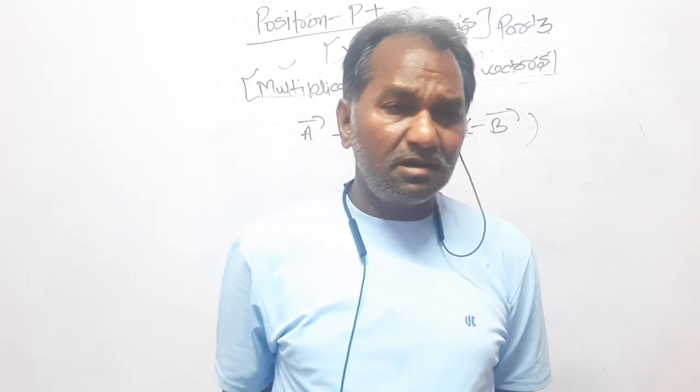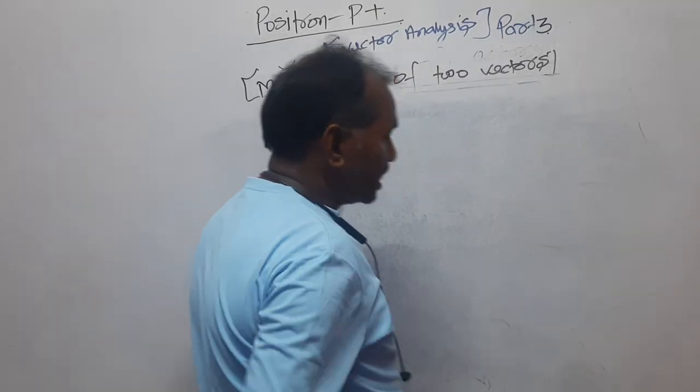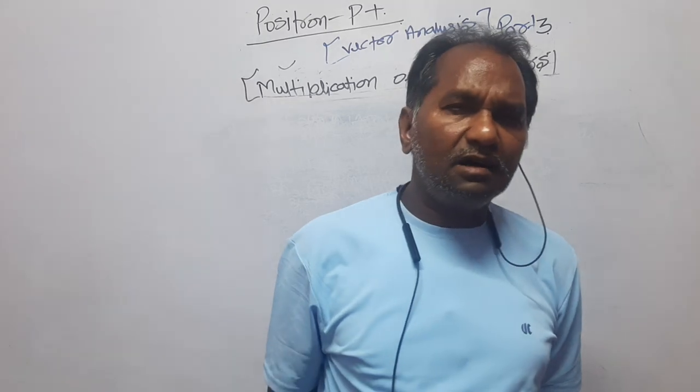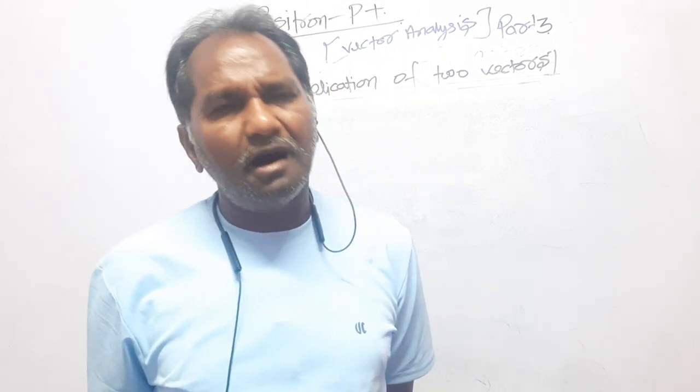And then comes the multiplication of two vectors. I told you that if they are scalars, like two scalar quantities with magnitudes 6 and 5, then if you multiply them, 6 times 5 is 30, or 5 times 6 is 30. So the answer is 30, there is no change at all. But in the case of vectors, dear students, there are two types of products. One is called the scalar or dot product, and the other is called the vector or cross product.